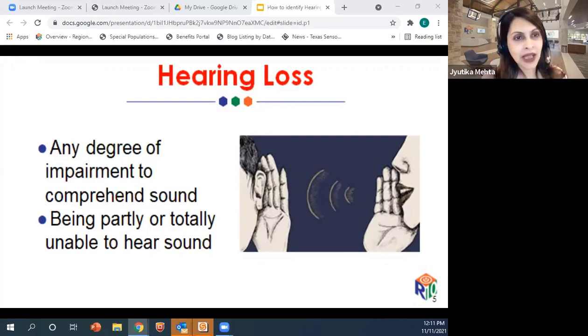So when we have an impairment to comprehend sound, that is what is defined as hearing loss, and that can be either partial or total. Especially if we throw in visual impairment, as we see in some of our kiddos, that just compounds the problem. So going back to our neuroplasticity perspective, hearing loss does create difficulties in the development of a brain.